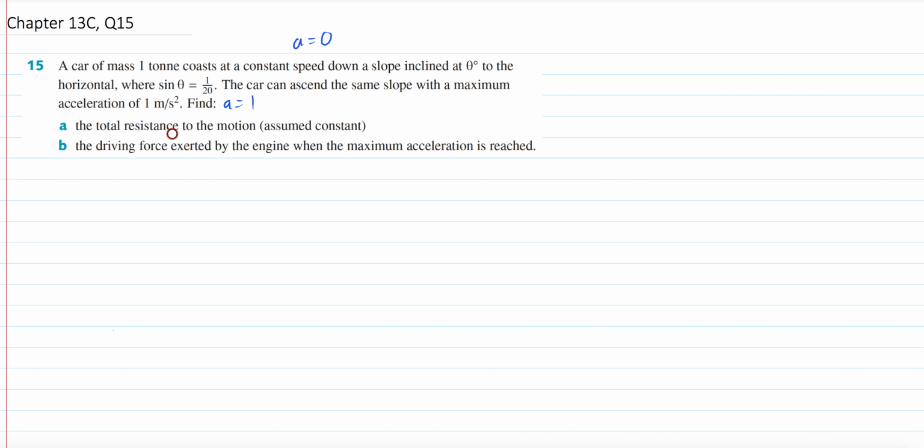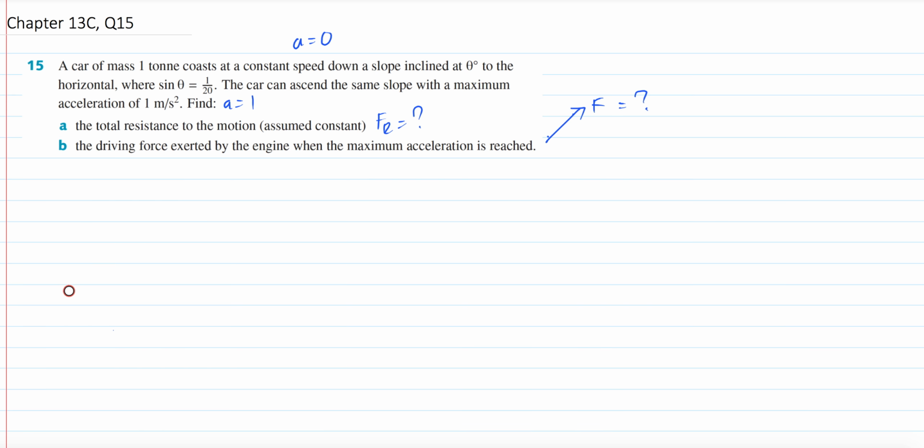Part A, find the total resistance to the motion, meaning find friction. What is friction? That's what it's telling you. Then part B, find the driving force exerted by the engine when the maximum acceleration is reached. So essentially, your car is going up, right? So the car is going up. How much is the force? What's the magnitude of this force for you to get that acceleration of 1 meters per second square?